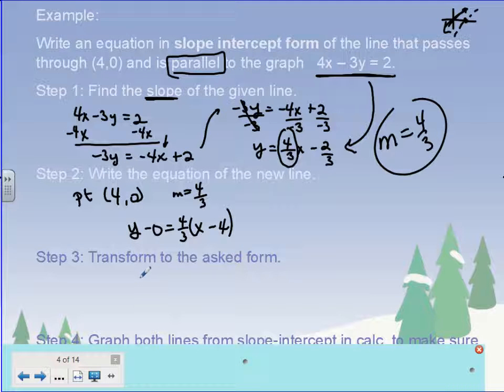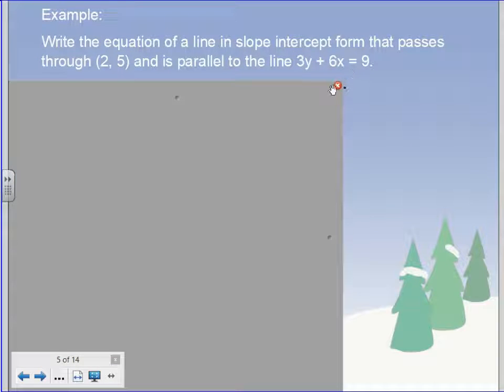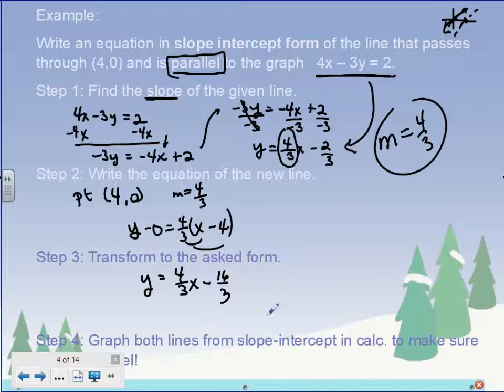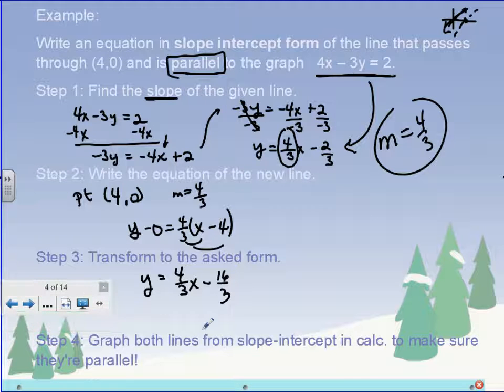So y minus 0 is just y. Let's distribute our 4/3. There we go. The equation comes out to y equals 4/3 x minus 16/3. And that is the equation of the new line. Lastly, something I would recommend, which we can't really see the step down here, but make sure to graph both lines that are in slope-intercept form in your calculator to make sure they are parallel.